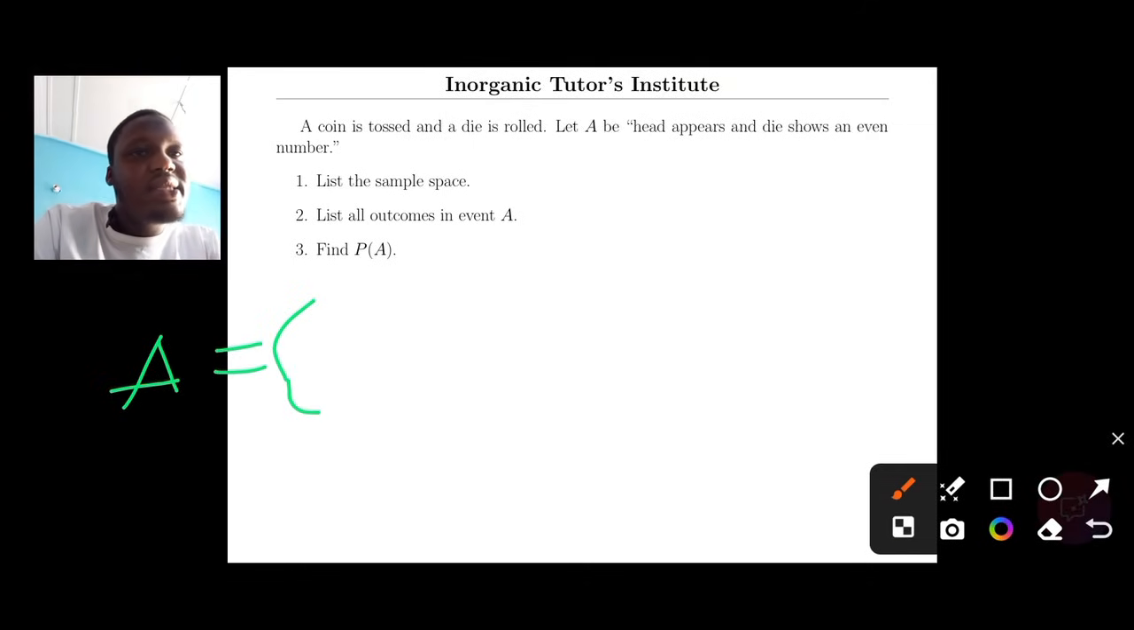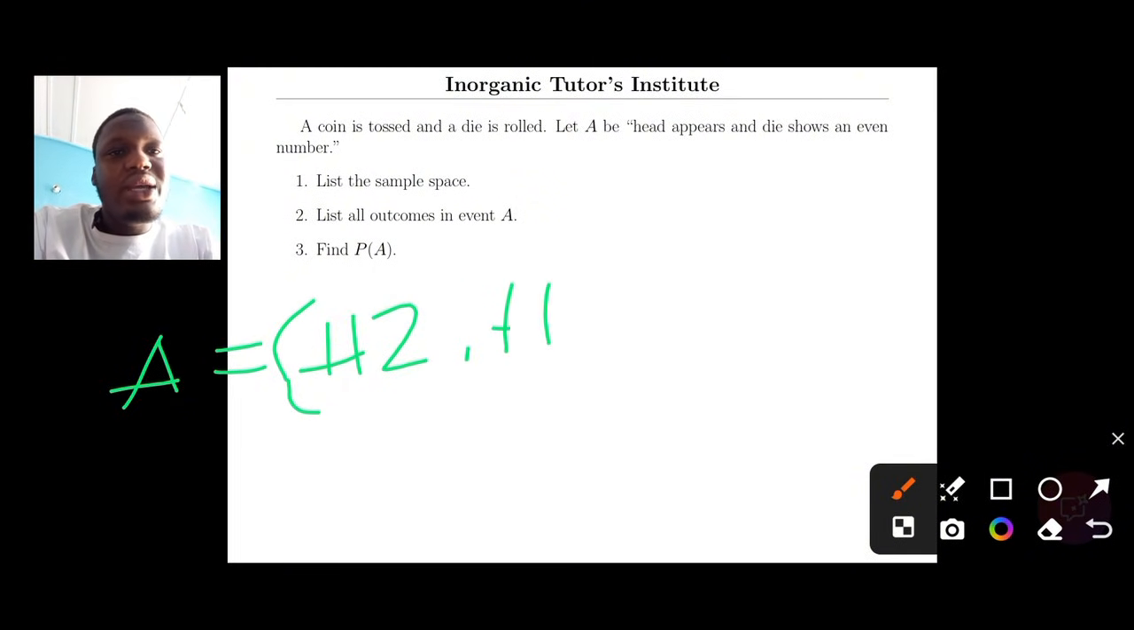And event A says head appears and die shows an even number. So we are only interested in the head row. Okay, so can we have H1? H1 means head appears and 1 shows, but 1 is not an even number. So we go to H2, then we go to H4, and we finally end with H6.